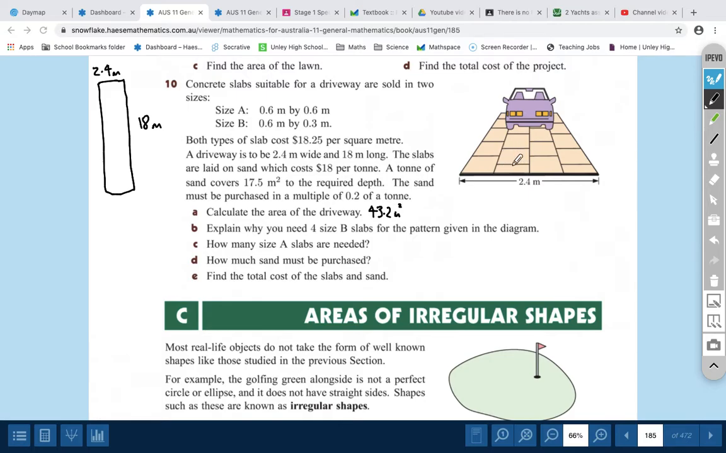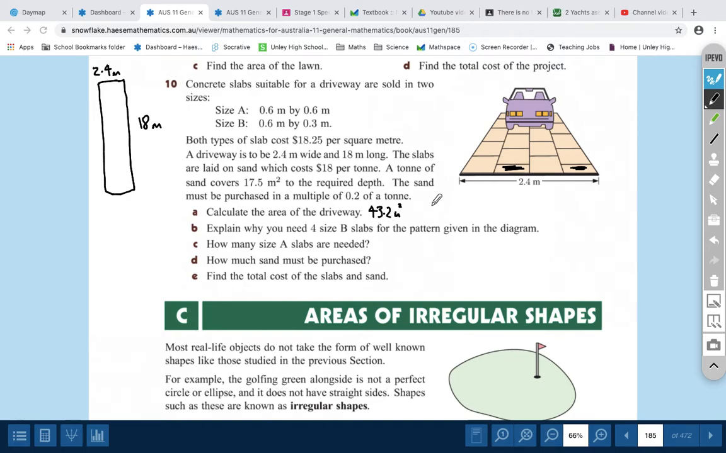Explain why you need 4 B slabs for the pattern. Oh yeah, they do have a pattern. So there's your little B slab here because it's smaller. There's one there. There's 4. Well, there must be 2 at the back, right? So if you want this pattern, why do you need these for the pattern? Well, I don't know what you'd call that, like an offset sort of layout there. Then you need the small slabs to get the pattern, right? You only need 4 of them.